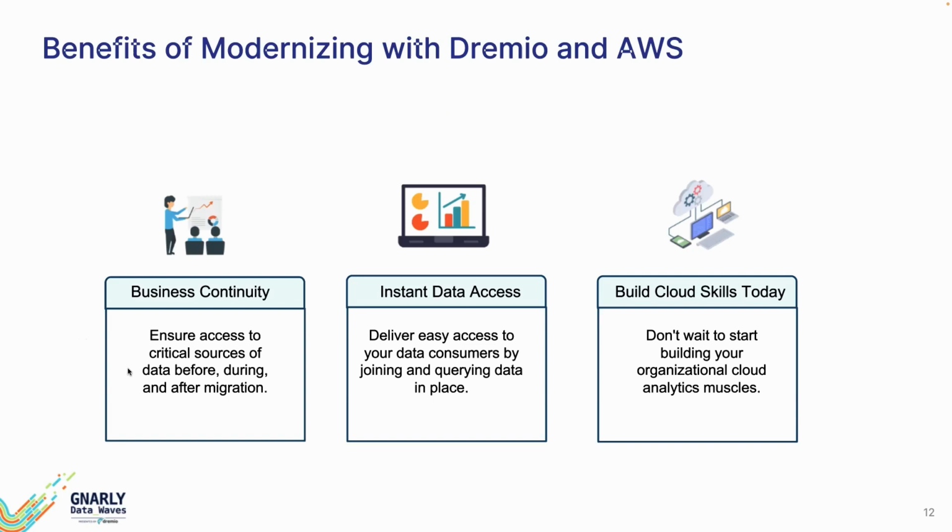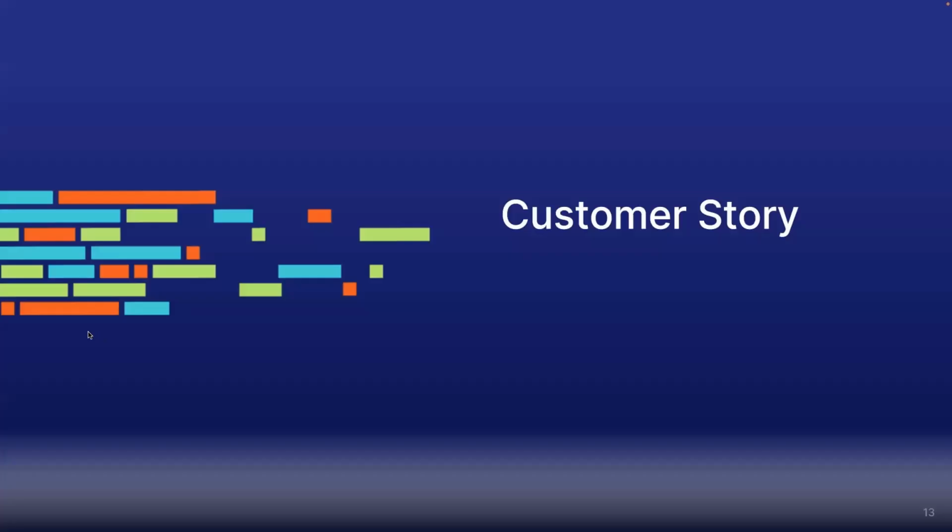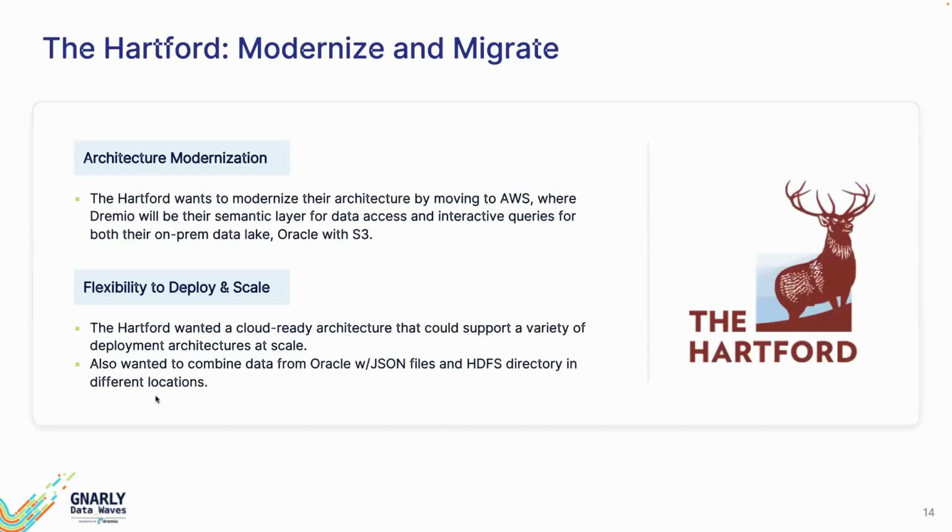So before we get to Q&A, I want to talk about the Hartford. This is one of our customers that has gone through this transformation. They're a financial services organization specializing in investment and insurance, and they were founded in 1810, so well over 200 years old. They're a Fortune 500 company based in Hartford, Connecticut, hence the name.